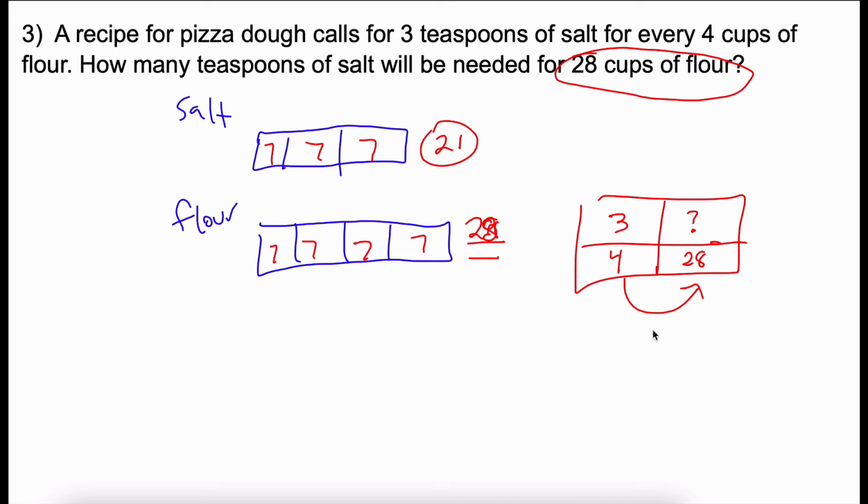To get from 4 to 28, you can get there directly, times 7. So 3 times 7 gets you to 21. Either way, your final answer for number 3 should have been 21 teaspoons of salt.